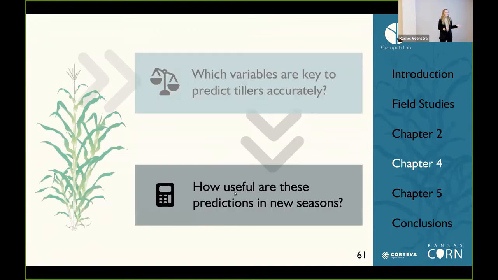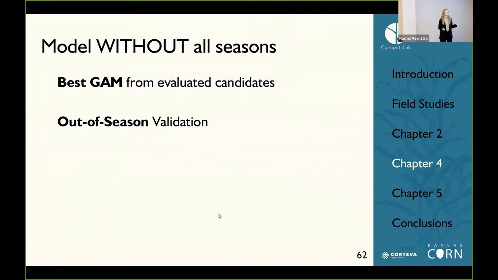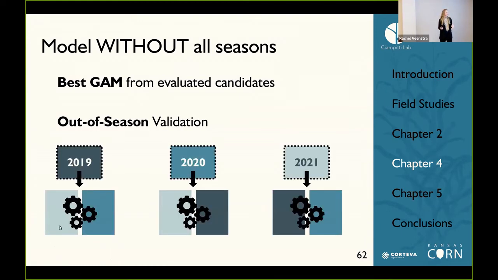The last question, how useful are these predictions in new seasons? So we took the GAM that I just showed you, the best candidate from that first part of the analysis, and we kept that structure, but what we wanted to do is see how well it would perform if we showed it a new season that it had not been trained with. So essentially what we did for each of our years, say 2019, we took our 2019 data and put it through a model that had been trained with our 2020 and 2021 data to see how well it would predict. We did that for all 3 of our years.